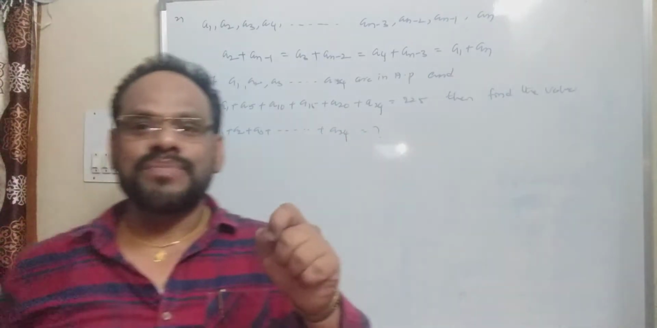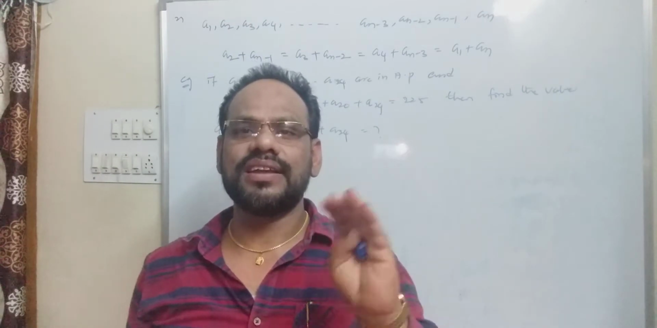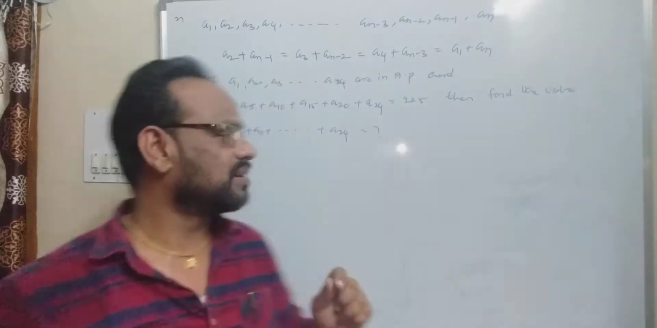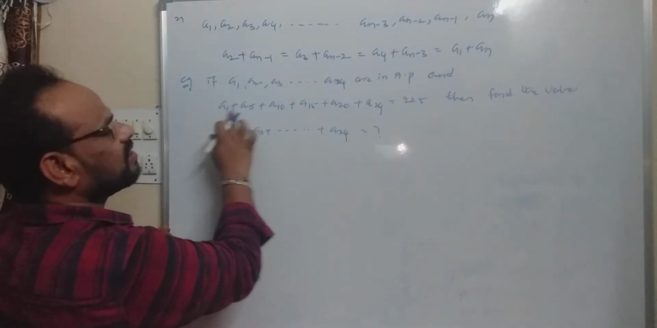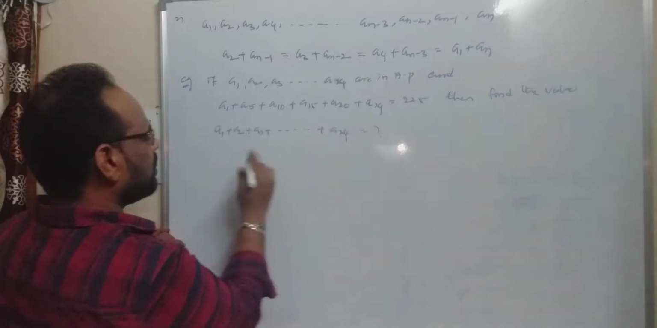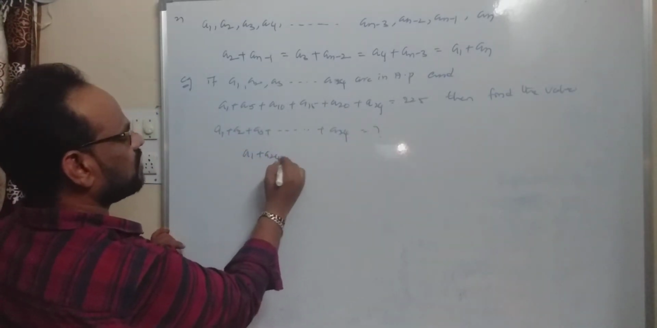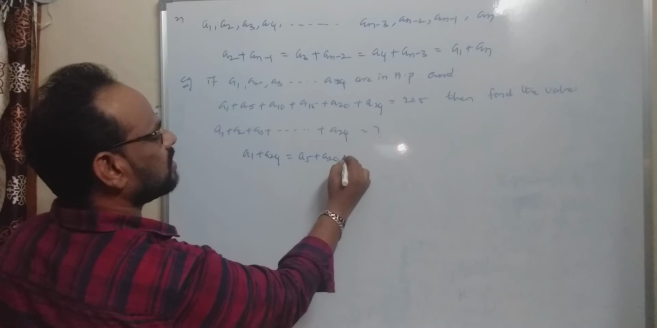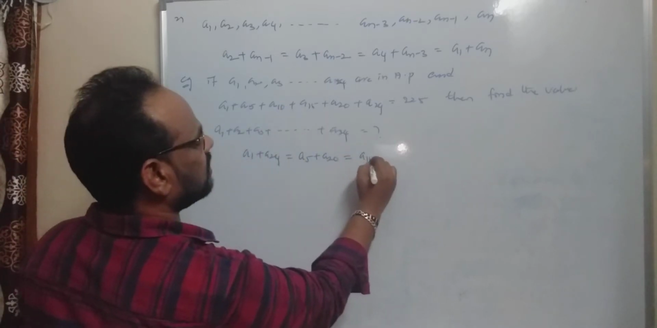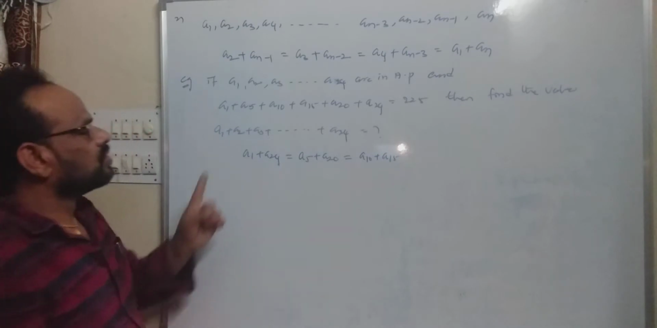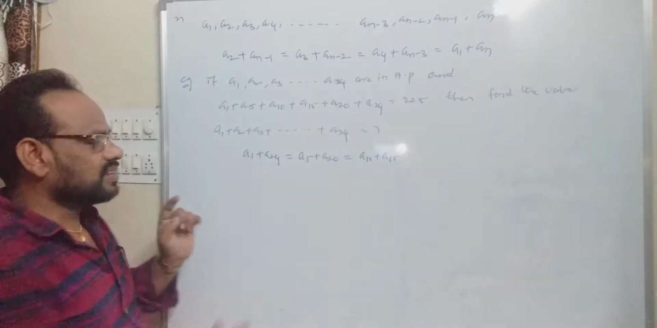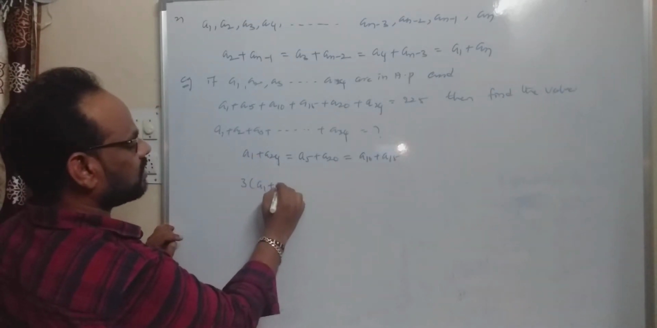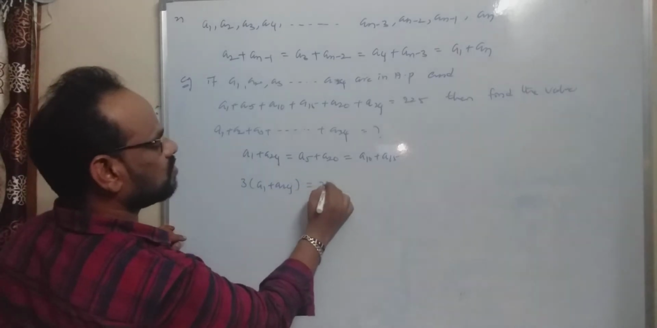We know that the sum of the terms which are equidistant from the beginning and end is always the same and is equal to the sum of the first and last term. Observe here, a1 plus a24 is the same as a5 plus a20, which is the same as a10 plus a15. So this can be written as 3 times a1 plus a24 is equal to 225.